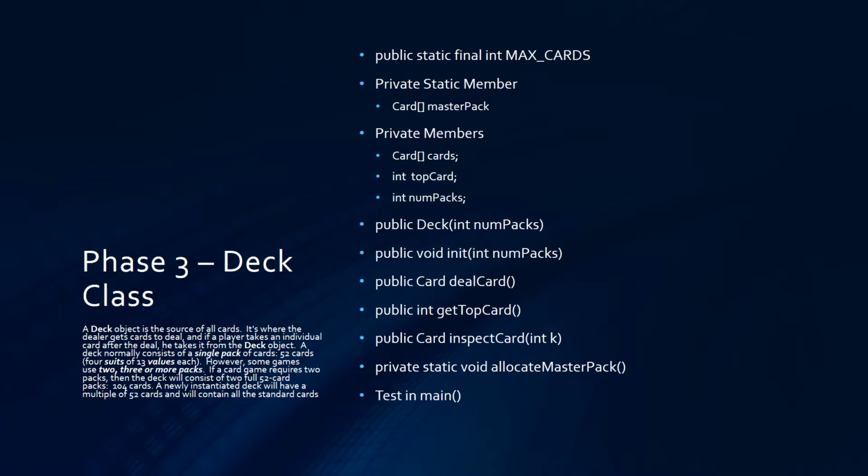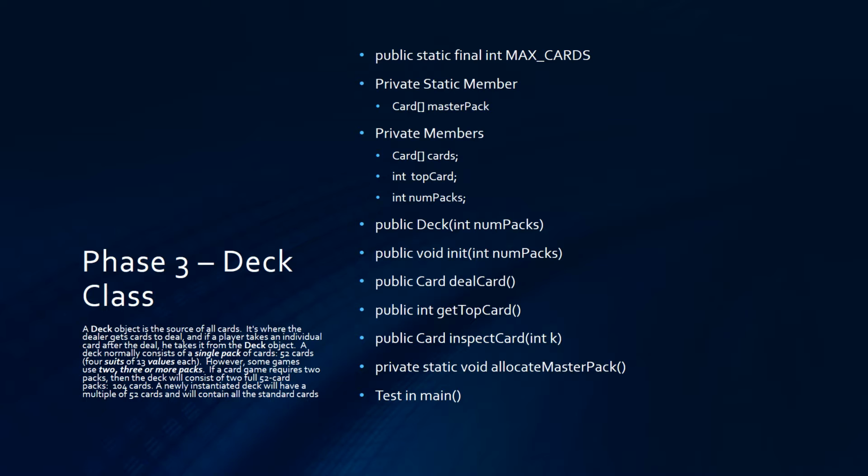We define a final int named max cards to set the maximum number of packs to 6. The class will have one private static member, which is master pack. And master pack is an array containing exactly 52 card references which point to all the standard cards. The private members are cards array of card type, the int top card, and int num packs. The constructor deck populates the arrays and assigns initial values to members. We need to overload so that if no parameters are passed, one pack is assumed.